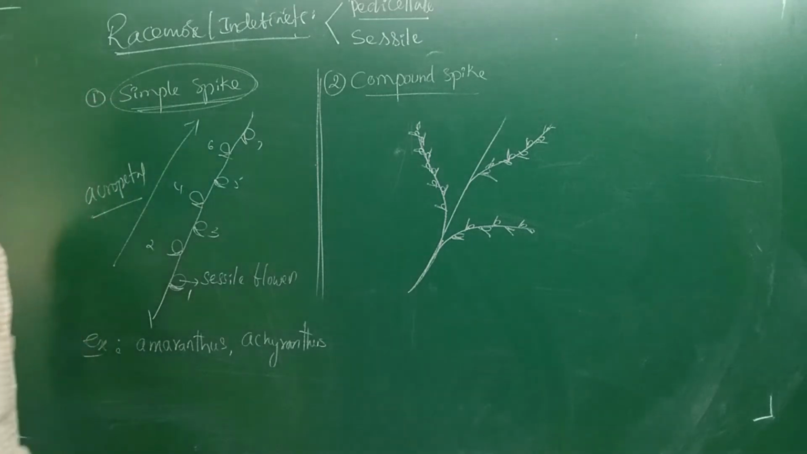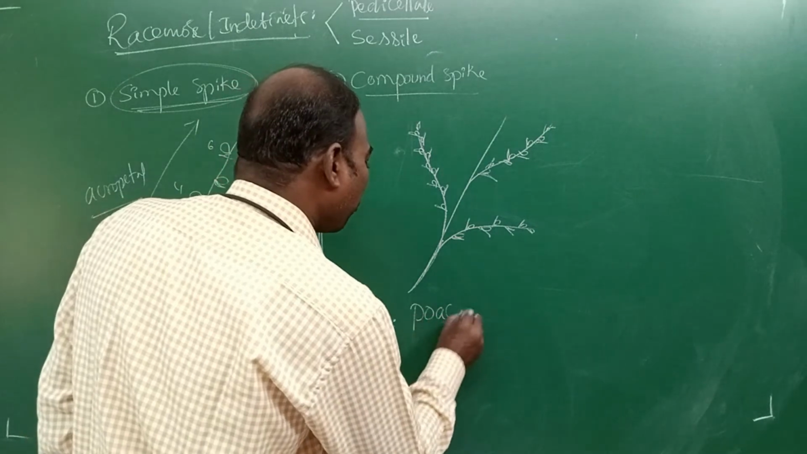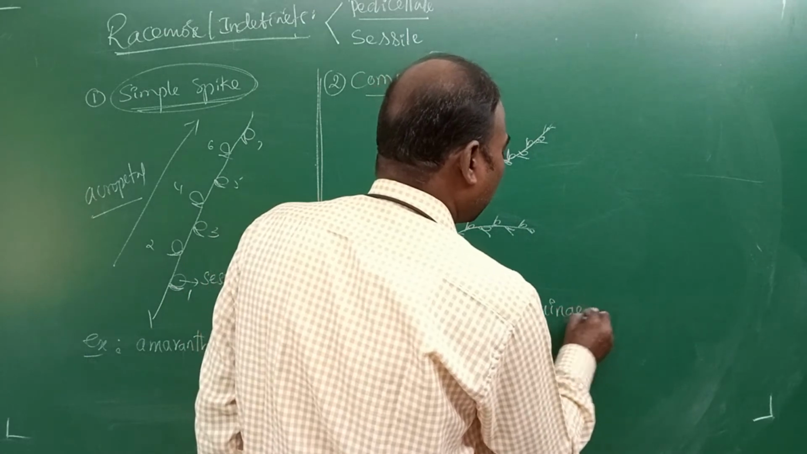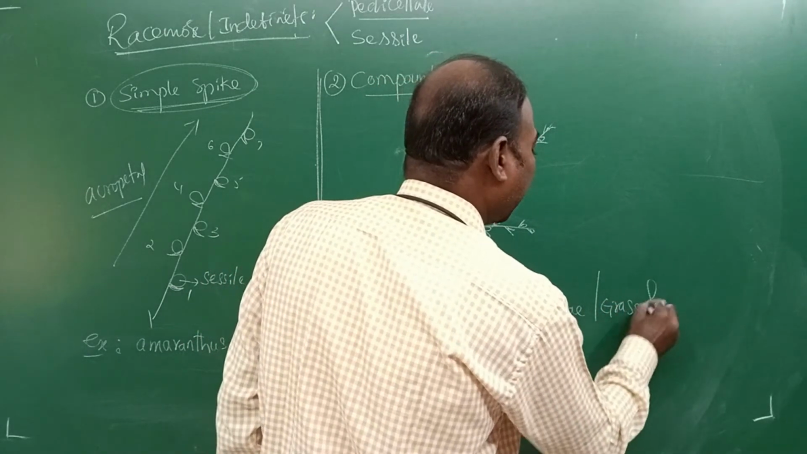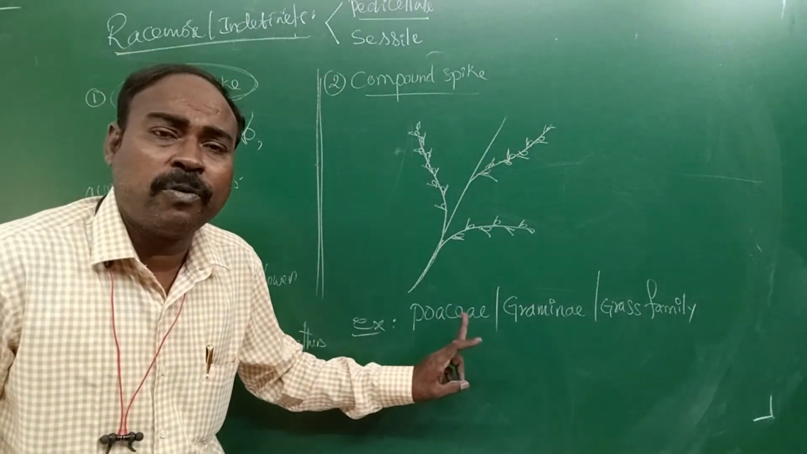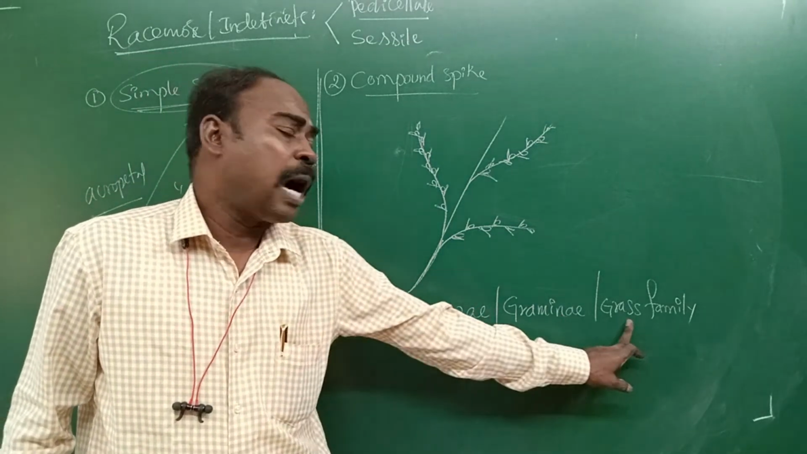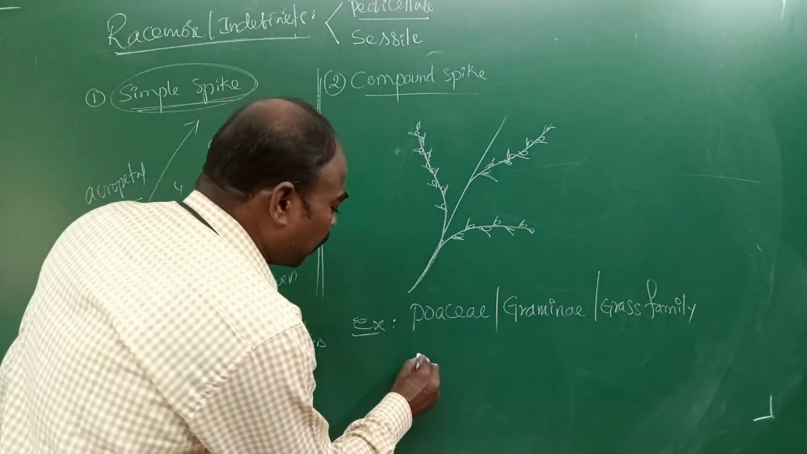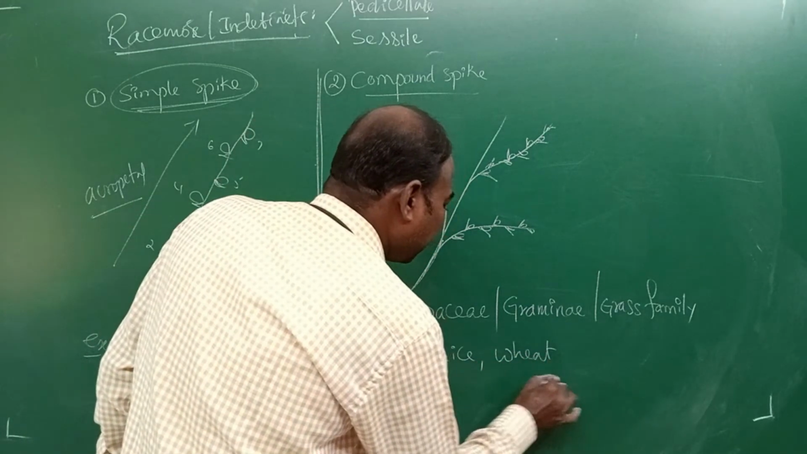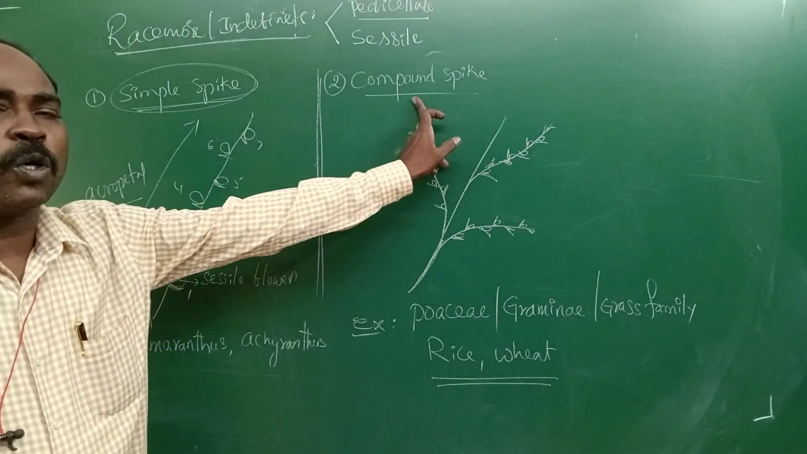This is called compound spike, found in Poaceae members or Graminae or grass family. Poaceae is the new name of this family. Graminae is the older name, commonly called the grass family. Example, rice, wheat, etc. This type of inflorescence is found. It is called compound spike.